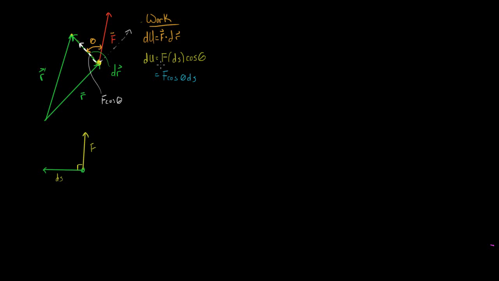We know that the work done is equal to force times the cosine of theta, and theta is the angle between the tails of these two vectors. So we have work, which is equal to F times ds times the cosine of 90, and well, the cosine of 90 is 0. So the work done by this force is equal to 0.